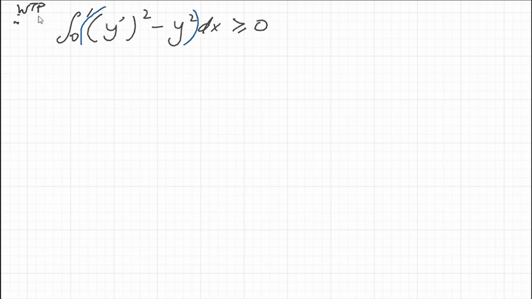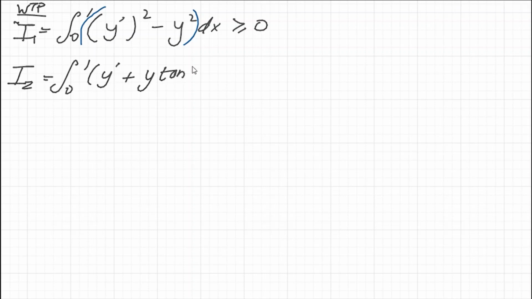So let's give this integral a name. I'm going to call it I1, because in theory this would be a number. And what I'm going to do, and here's the trick, is I'm going to introduce another integral, I2, and again it's going to be the integral from 0 to 1, but now it's going to be y prime plus y times tan of x, squared, dx.